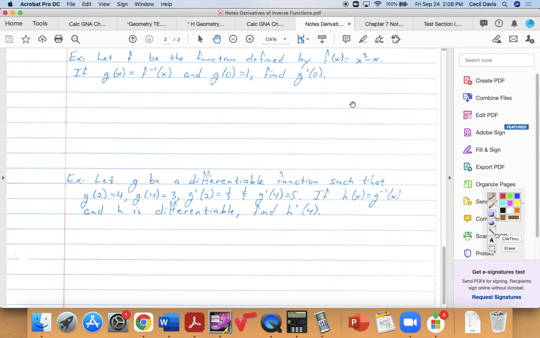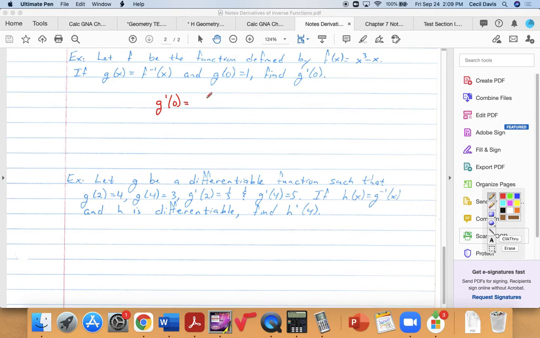All right. So I want g prime at 0. Well, g and f are inverse functions of one another, right? So g prime at 0 should be equal to 1 over f prime of g of 0.